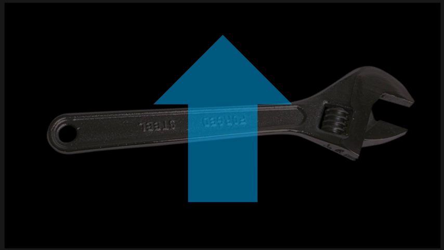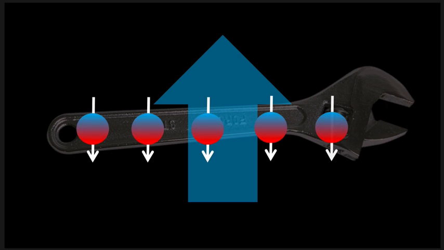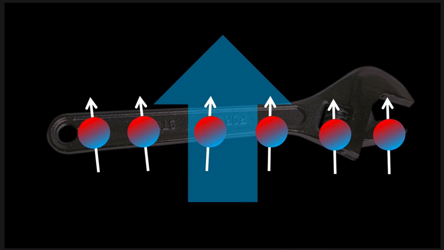Within that wrench, an internal magnetization or polarization is going to be created, and it's going to have a choice. It can either oppose the direction of the main magnetic field, or it can augment it. So here's the vocabulary.